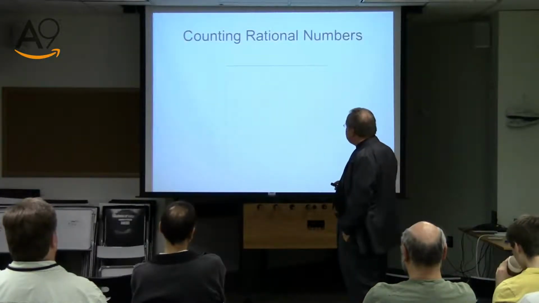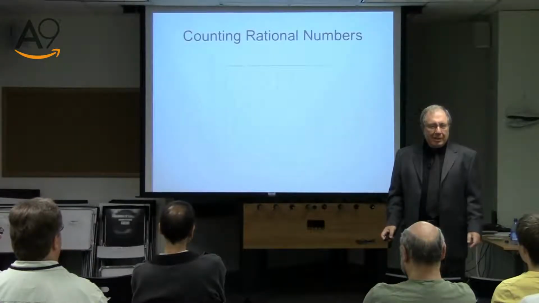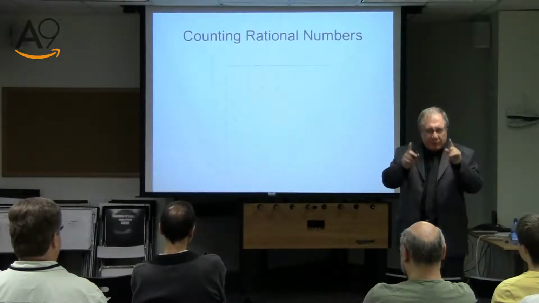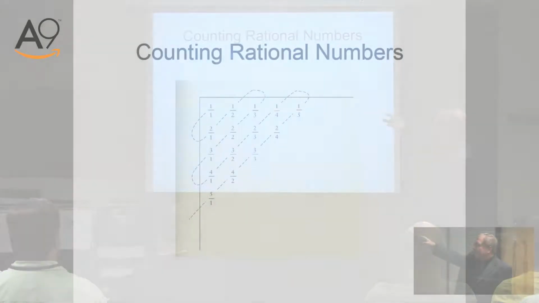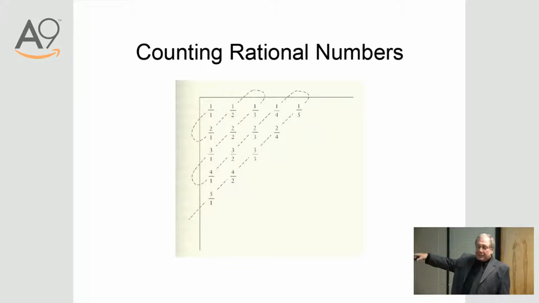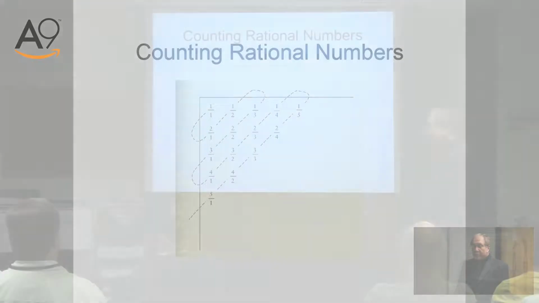Counting rational numbers. Apparently, the idea was at first, they thought that you couldn't count dense things. Things with no gaps. Between any 2 rationals, there is at least one more rational. Well, actually, infinitely many rationals. Well, apparently, you could count them. This is how you count them. So we could count rationals.